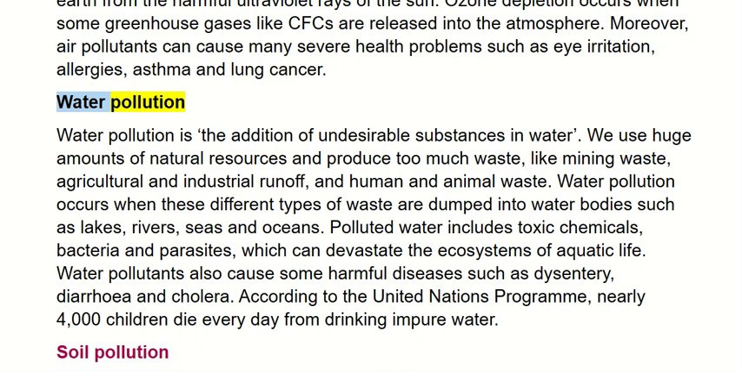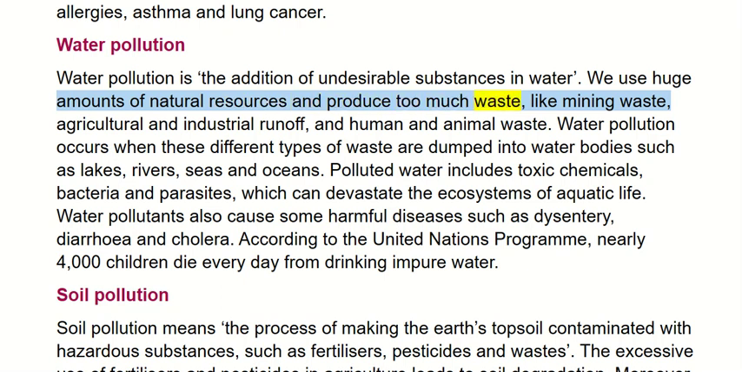Water pollution. Water pollution is the addition of undesirable substances in water. We use huge amounts of natural resources and produce too much waste, like mining waste, agricultural and industrial runoff, and human and animal waste. Water pollution occurs when these different types of waste are dumped into water bodies such as lakes, rivers, seas, and oceans.